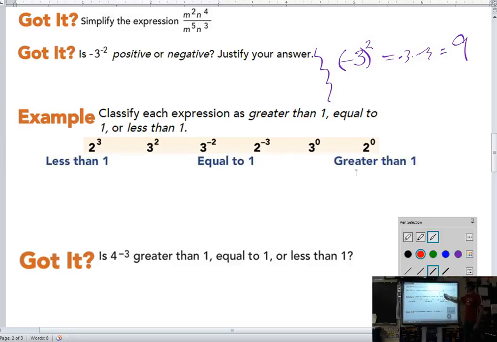So what about positive 3 to a negative power? Sean, what about 3 to the negative 2? My bad, we already did negative 3 squared. So what does the negative power communicate to me?